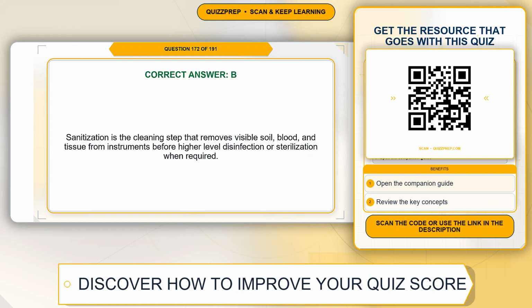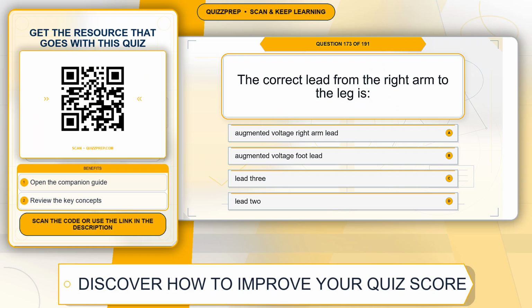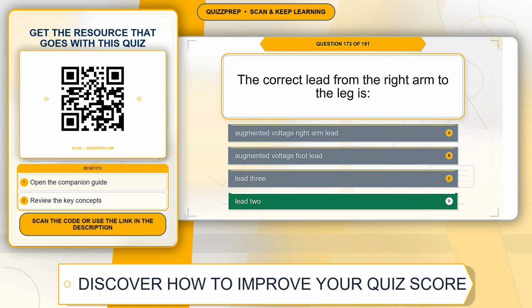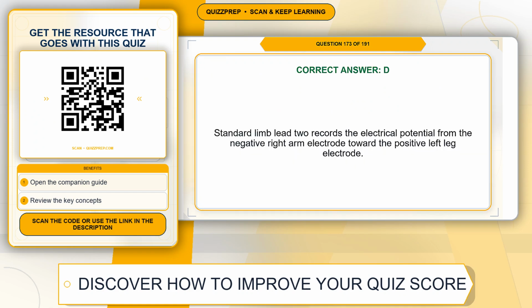Question 173. The correct lead from the right arm to the leg is: Option A, augmented voltage right arm lead. Option B, augmented voltage foot lead. Option C, lead 3. Option D, lead 2. The correct answer is option D, lead 2. Explanation. Standard limb lead 2 records the electrical potential from the negative right arm electrode toward the positive left leg electrode.